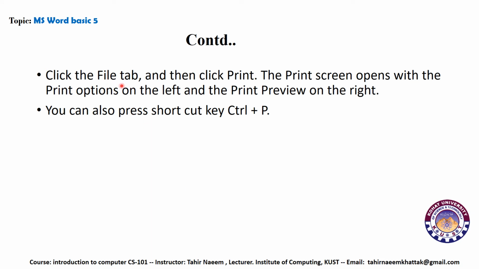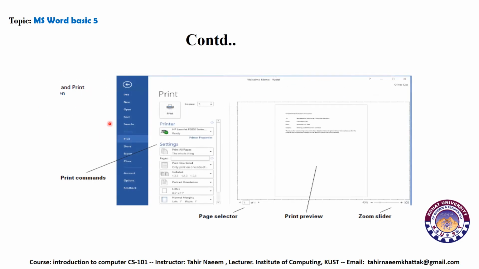Then we have to click on the File tab and then click on Print. The print screen opens with the print options on the left and the print preview on the right. So basically we go to the File menu and click on Print. Then the print dialog box will open up, in which the options will be on the left side while the preview will be on the right side. Or we can also use the shortcut key Ctrl+P.